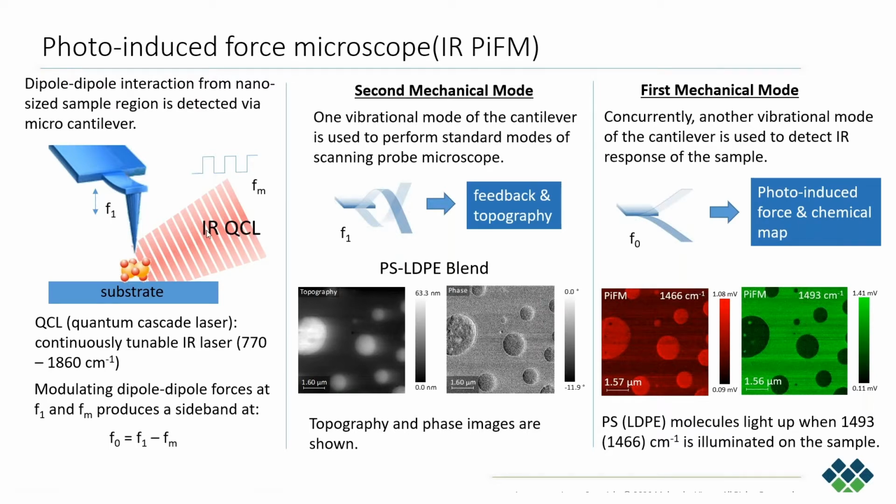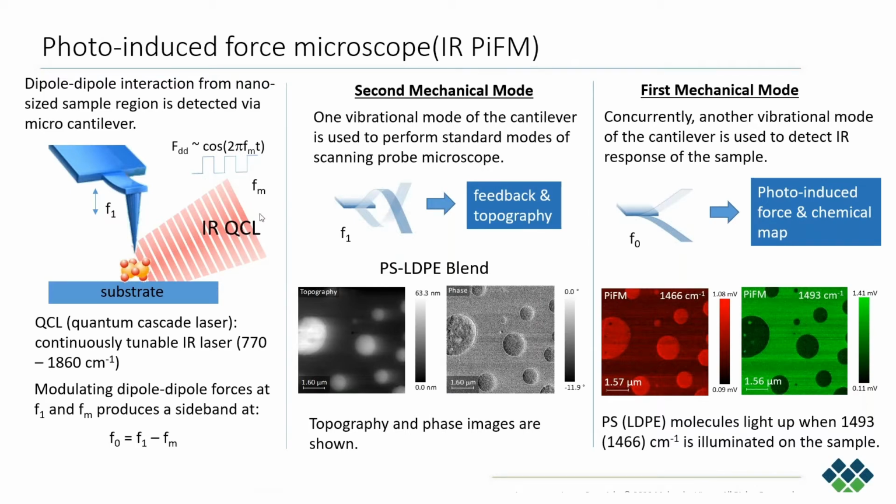So what we do is, when we use the F1 mode to feedback control the AFM topography, we excite the laser, in this case a quantum cascade laser, QCL.